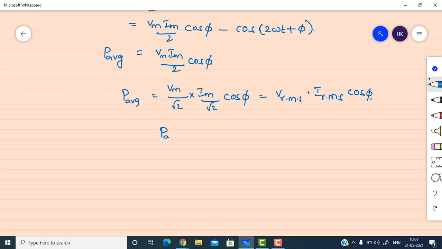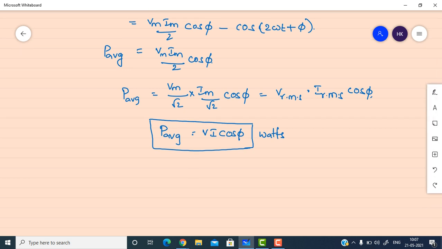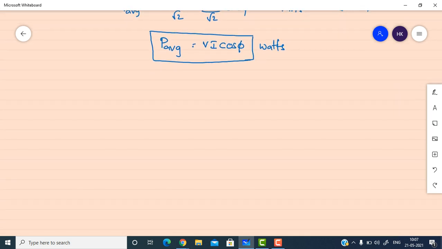So P average in case of series RC circuit is VI cos phi. Here both voltage and current are RMS values. And what is the phi? Phi is nothing but the phase angle difference between voltage and current. Units for this is watts. And we require the power triangle also.